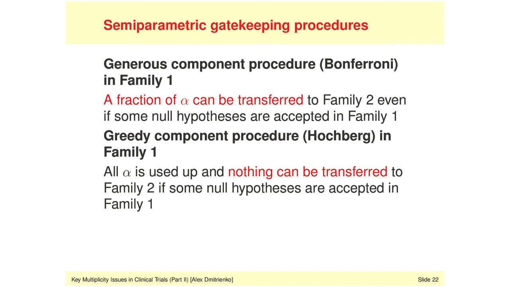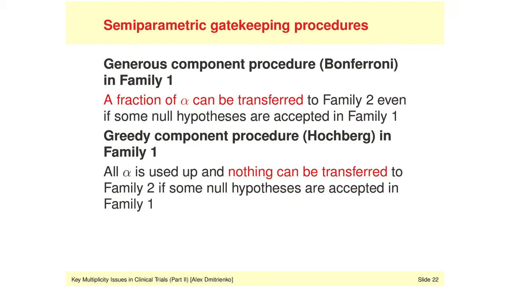By contrast, if we consider a greedy component procedure, for example, the Hochberg procedure in the primary family as defined on slide 21. What do I mean by greedy? I mean a very efficient and powerful multiple testing procedure that tries to spend as much alpha as it can. This is how we generally achieve efficiency, by utilizing all available resources. In this case, we have an efficient multiple testing procedure such as the Hochberg, and it tries to use up all available alpha.